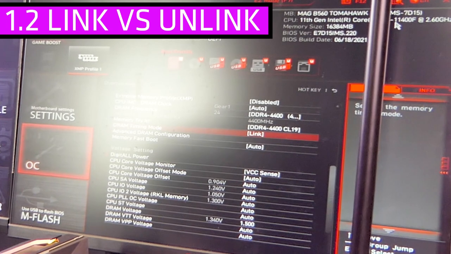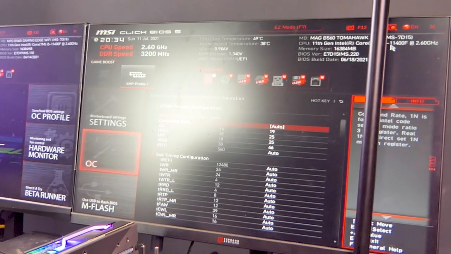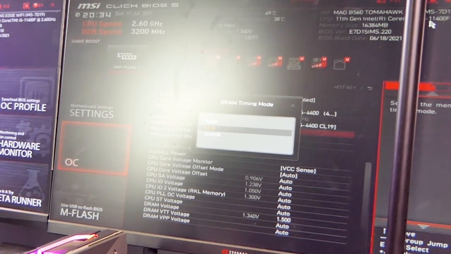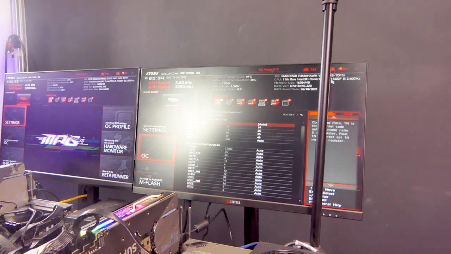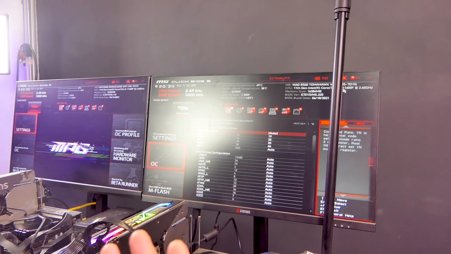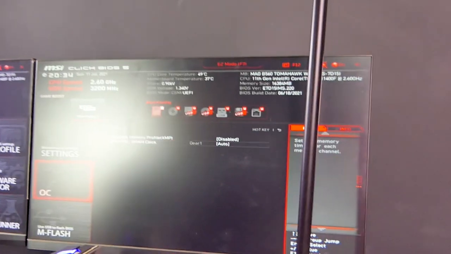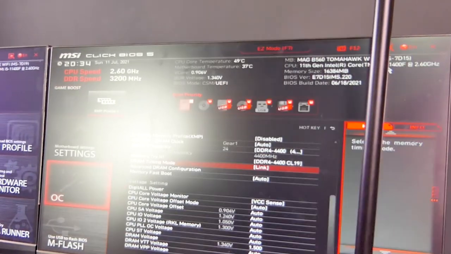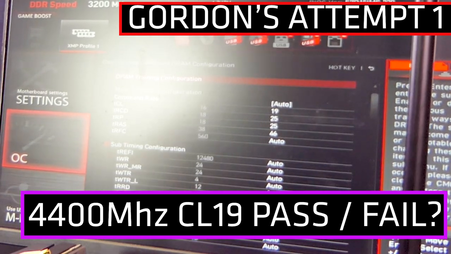If you link them, when you set all the timings, it applies to both the DIMMs here. However, if you select unlink, you can actually adjust both of them individually. There may be certain situations, for example, where one of them is not quite as overclockable as the other, so the unlink command comes in handy. But for now, I'll leave them linked. So you can see it's dialed in CL19, 25, 25, 46.